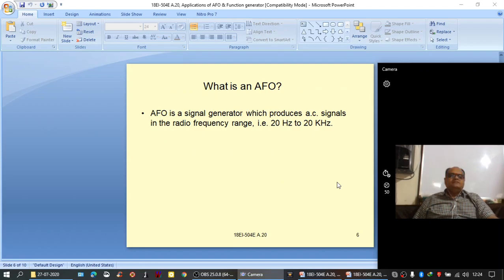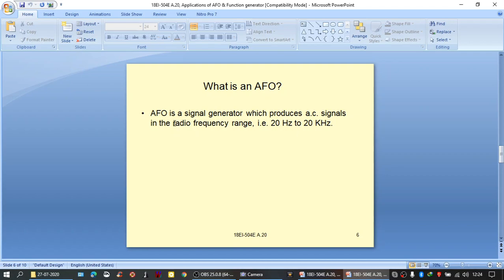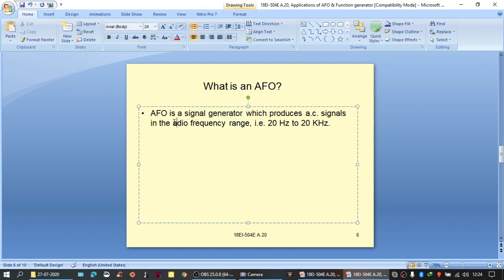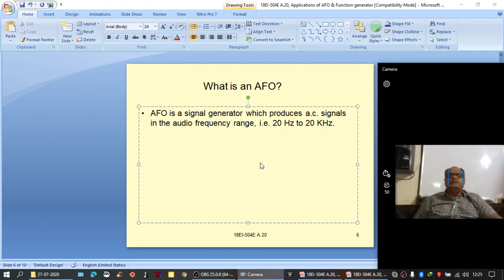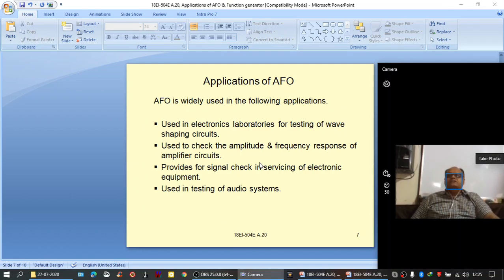Now, let us see the applications of AFO. Basically, AFO is a signal generator which produces AC signals in the audio frequency range, that is 20 Hz to 20 kilohertz. Audio frequency oscillators are widely used in the following applications. What are all those applications? First one, used in electronic laboratories for testing of wave shaping circuits.